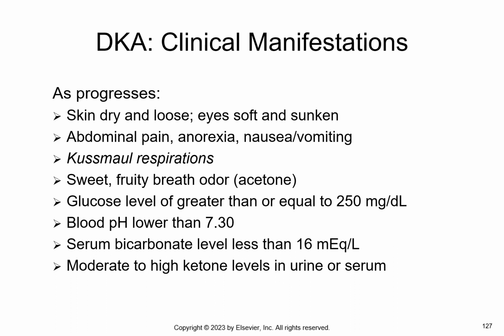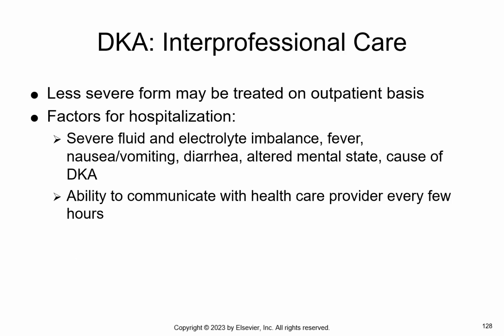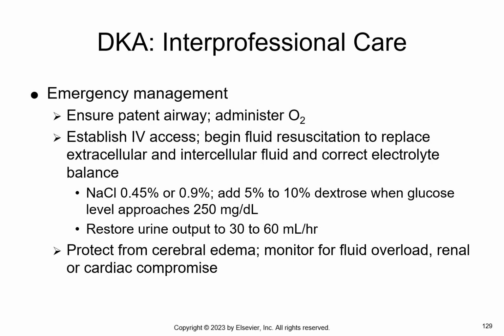Glucose levels are greater than or equal to 250. Blood pH is lower than 7.30. Sodium bicarbonate levels will be less than 16, and moderate to high ketone levels will be in the urine and the blood. A less severe form may be treated on an outpatient basis. The factors that will cause hospitalization: severe fluid and electrolyte imbalance, fever, nausea, vomiting, diarrhea, altered mental status, the cause of the DKA, and the ability to communicate with the health provider every few hours.